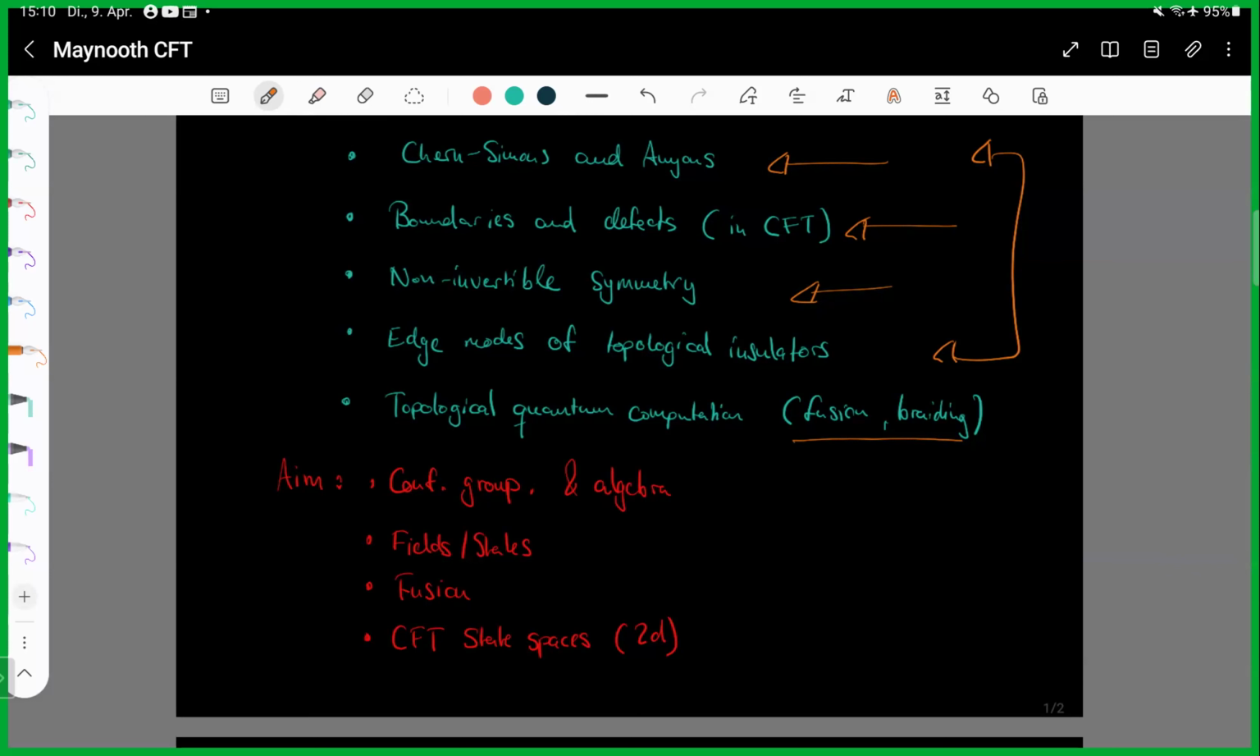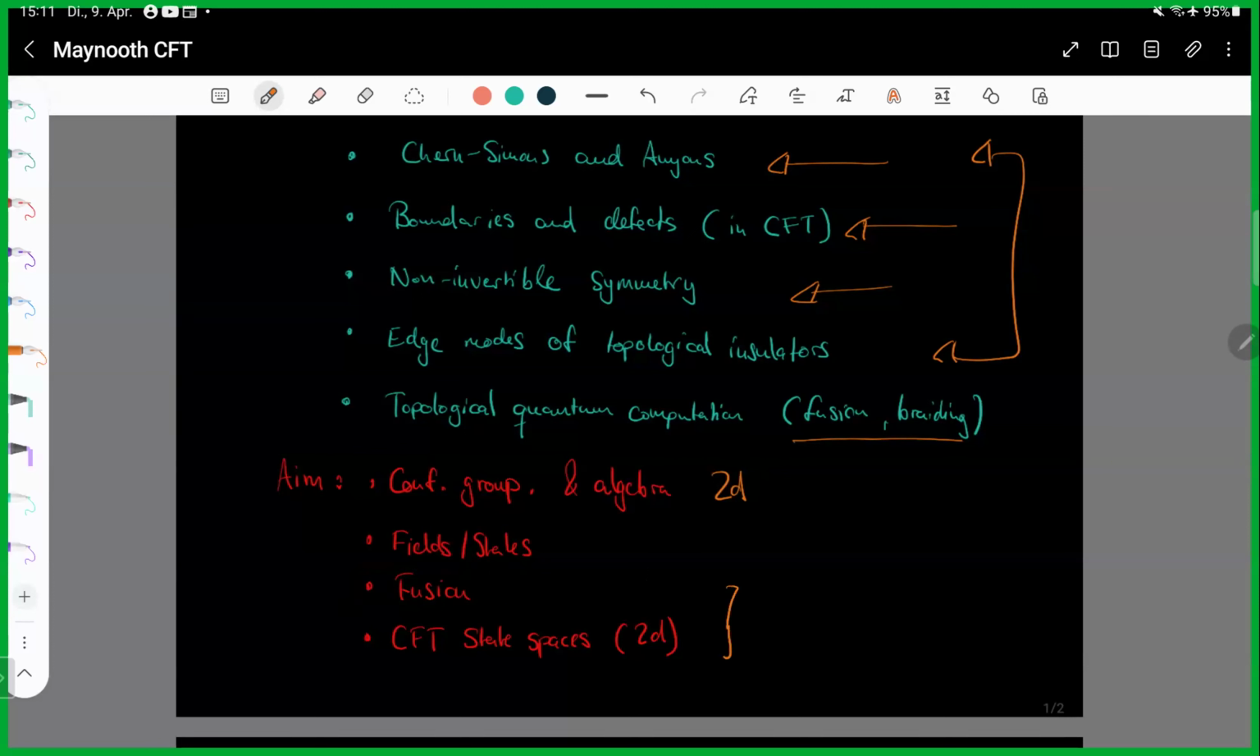Though I would like to. My aim for this preschool is to convey the idea of a conformal group and a conformal algebra, in particular in 2 dimensions. So this is going to be in particular in 2D. I want to tell you how to think about fields, in particular their relation to states in a conformal field theory. And importantly, what I need for the school itself is fusion. So the concept of fusion is one thing that I want to highlight, and how state spaces in CFT are being constructed.